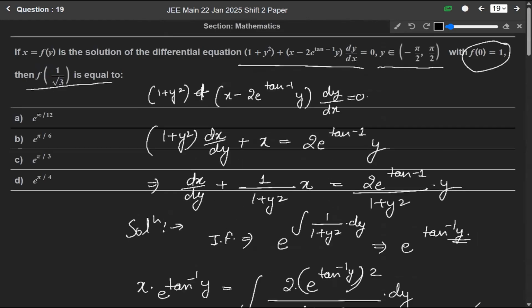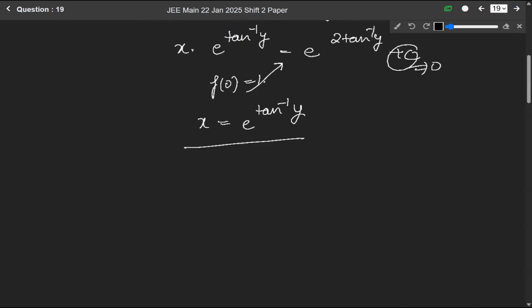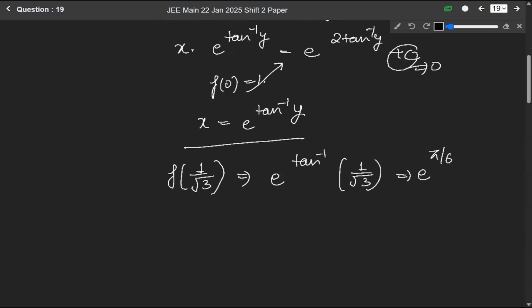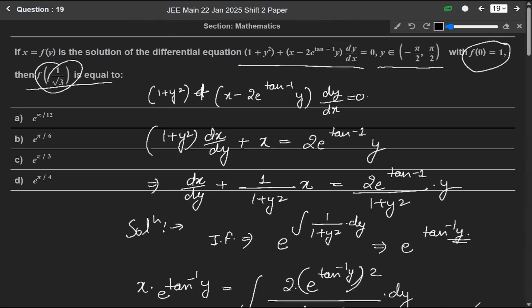And we have to find the value of f(1/√3). So f(1/√3) will be equal to e^(tan⁻¹ y), where y is 1/√3. So it will be equal to e^(π/6). So our answer is e^(π/6), which means option B is the correct answer. Okay.